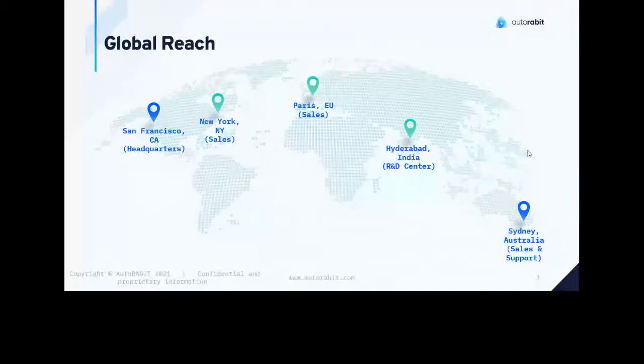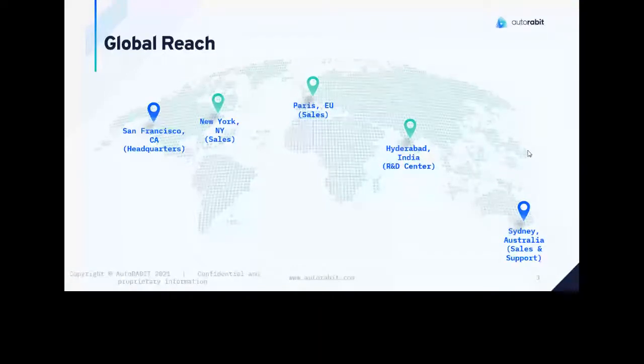Talking about where we are located, we have our presence globally. You can see on the map, headquartered in San Francisco in Silicon Valley, where Salesforce is also located, and we have been working very closely with them to innovate different products, with people across the globe in sales, support, pre-sales, engineering, R&D, and DevSecOps consultants.